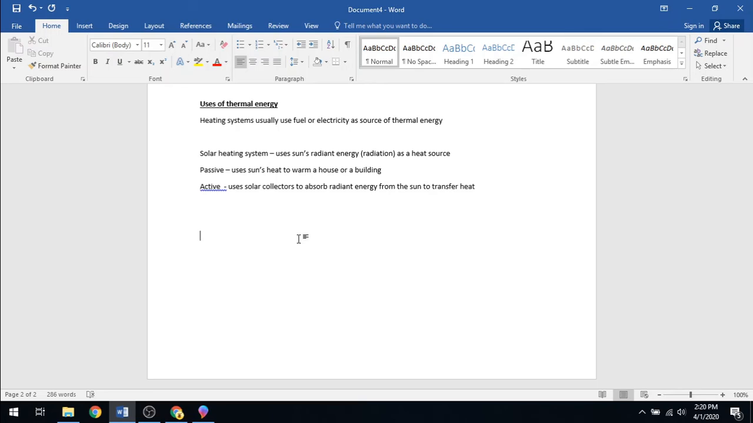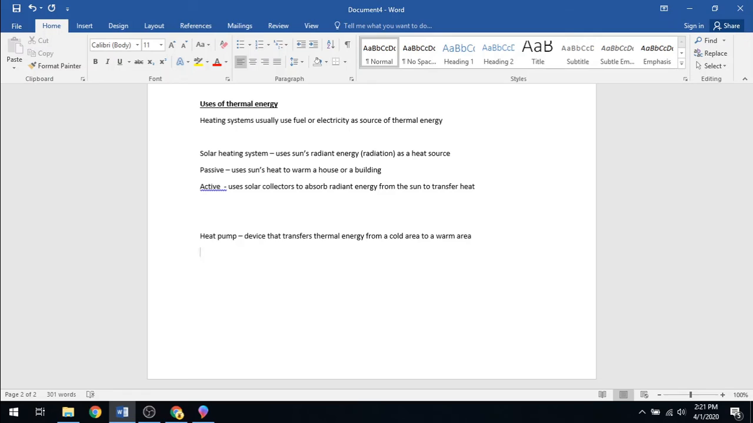One example is called a heat pump. A heat pump is some sort of device that transfers thermal energy from a cold area to a warm area. Okay, so wait, hold on. We said that energy goes from hot to cold. Well, sometimes we don't want that to happen.